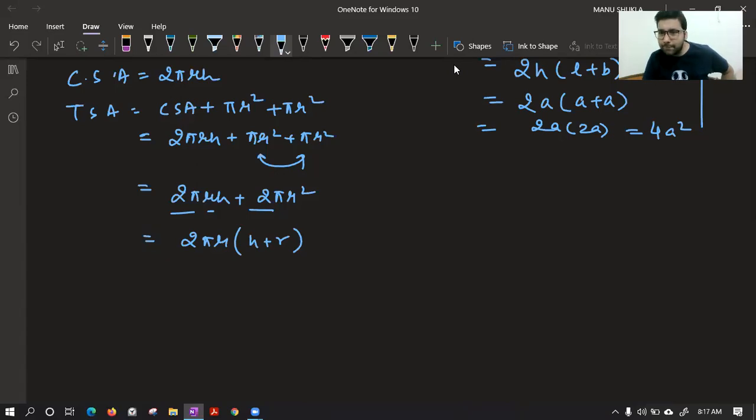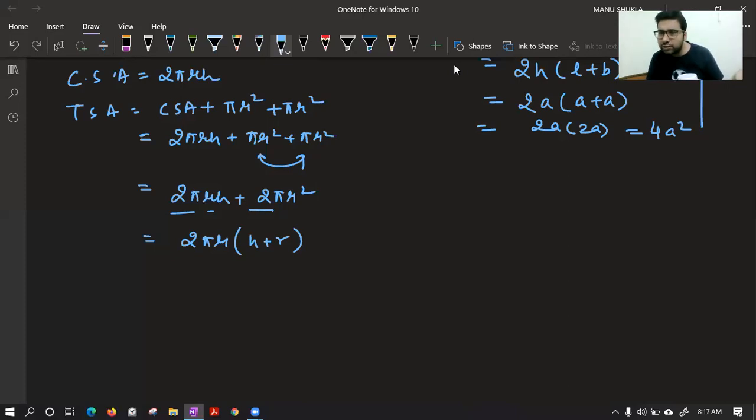Garima, I'm not getting this. Why are you saying two circles in one rectangle area? Actually, only the top area is required and the bottom area is required, because in total surface we take top and bottom, and we have a curved surface area. The curved surface area is 2 pi r h. So what we have done is 2 pi r h plus pi r square plus pi r square. That's it. Garima, why are you bringing rectangle?